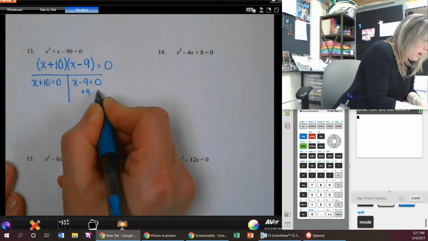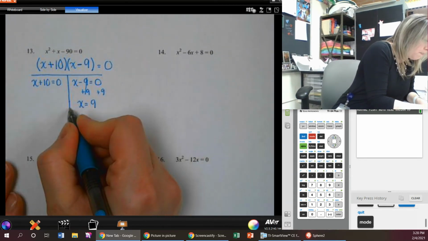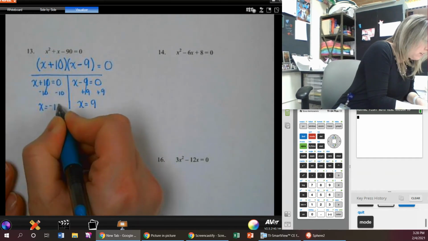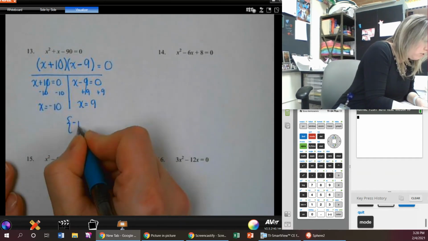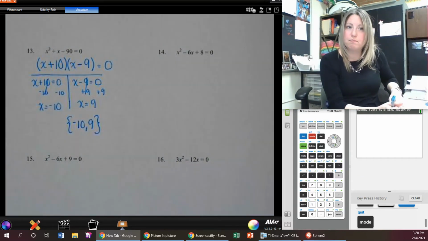And over here, I'm just adding 9 to both sides because, again, it's the opposite sign of what's inside the parentheses for my answer. Here, I'd subtract 10 from both sides. Opposite sign of what's inside the binomials for the answer. And my 2 answers for x are negative 10 and positive 9.